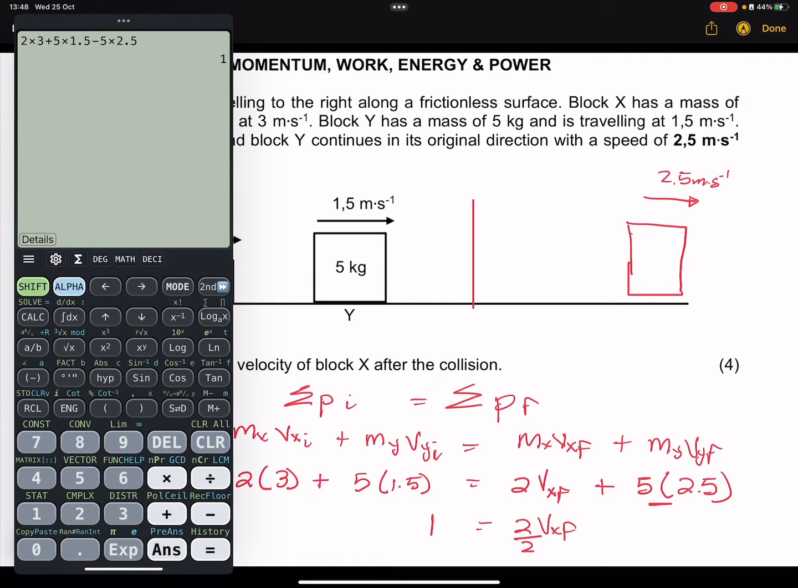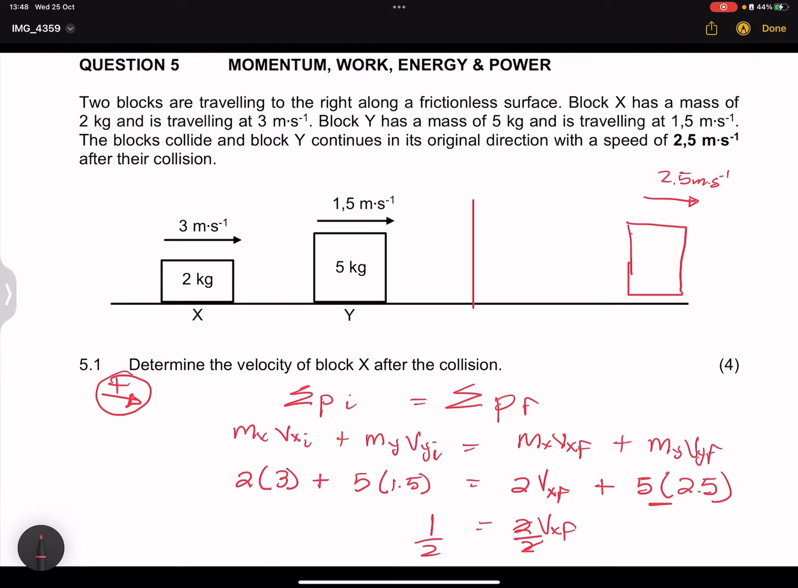And of course, we can divide both sides by 2, and that will give us 0.5. So it means the velocity of X after collision will be equal to 0.5 meters per second. And you must keep in mind this is in the original direction. So I'm just going to write there, to the right. Or you can say eastwards, just to indicate that direction there.